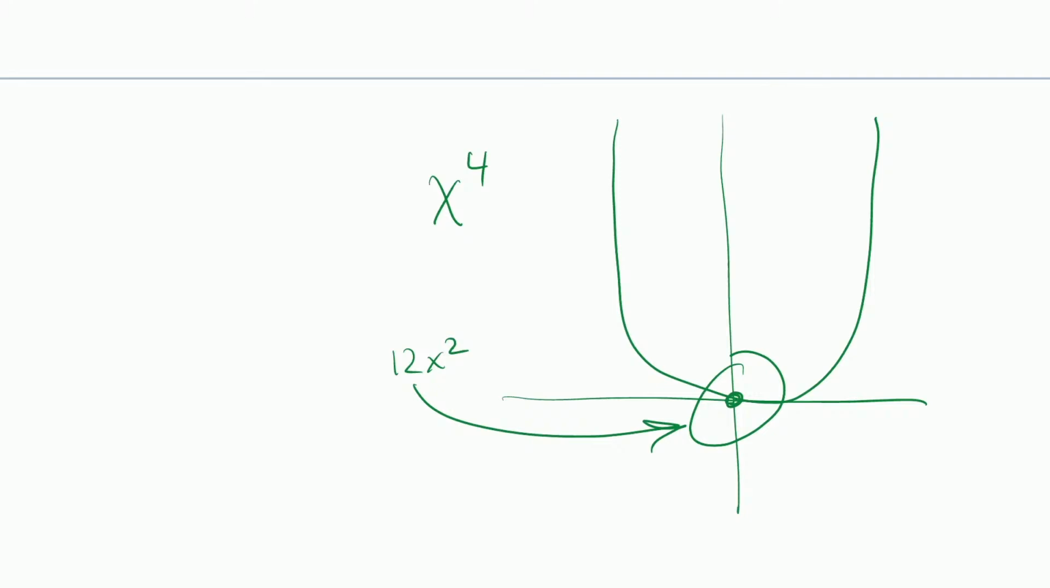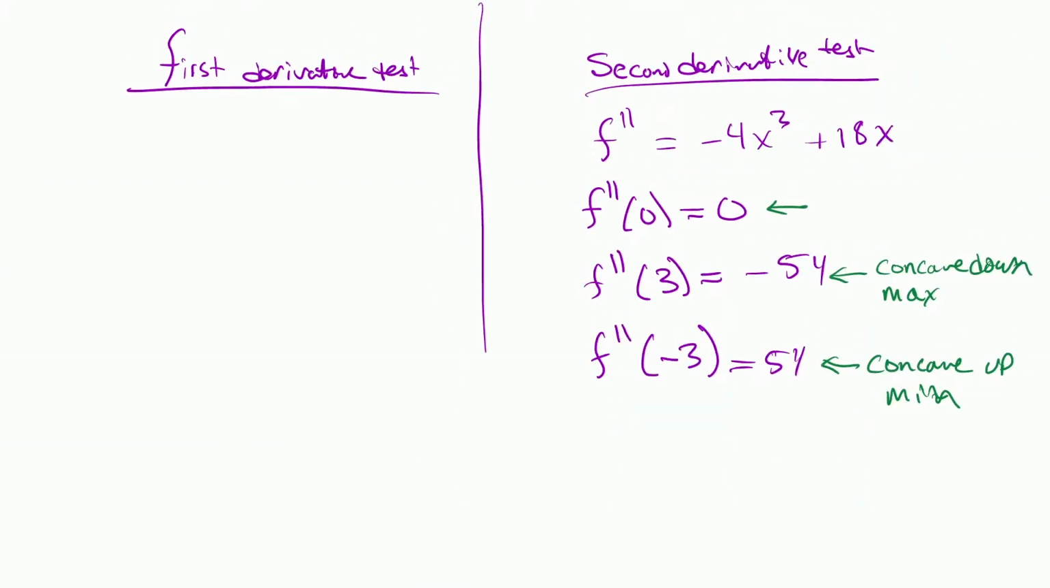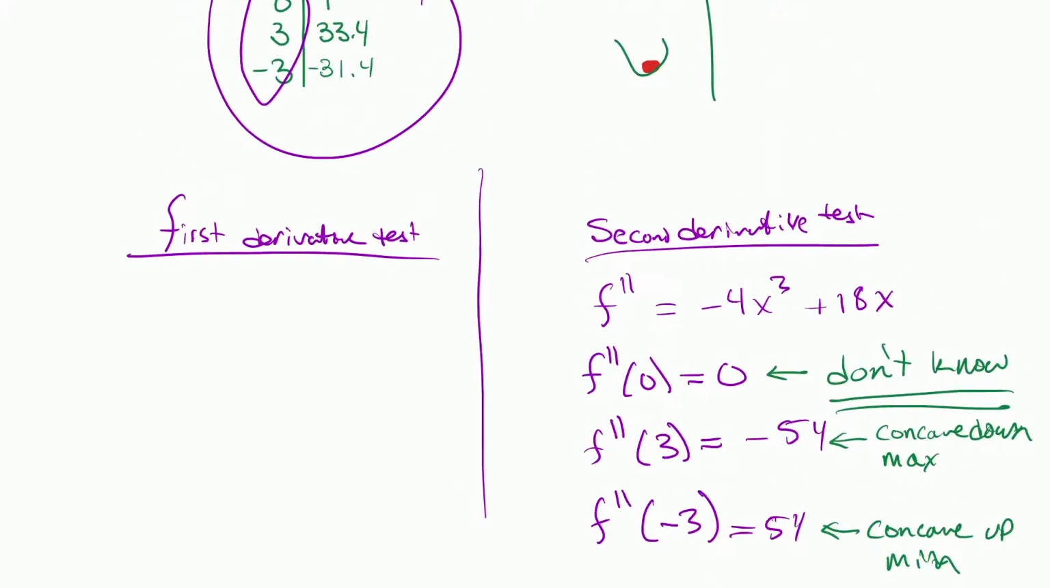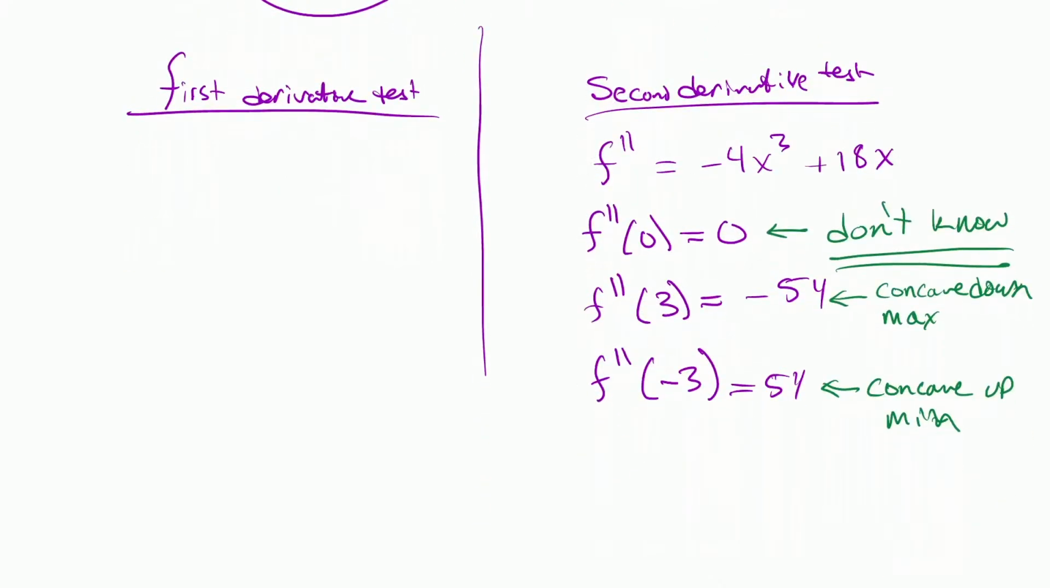So what do you know about it? If you have a 0, you don't know. That's the only problem with the second derivative test, that it's inconclusive if you have second derivative equal to 0. So let's go to the first derivative test, because the first derivative test is conclusive in all ways. Did anyone use the first derivative test?